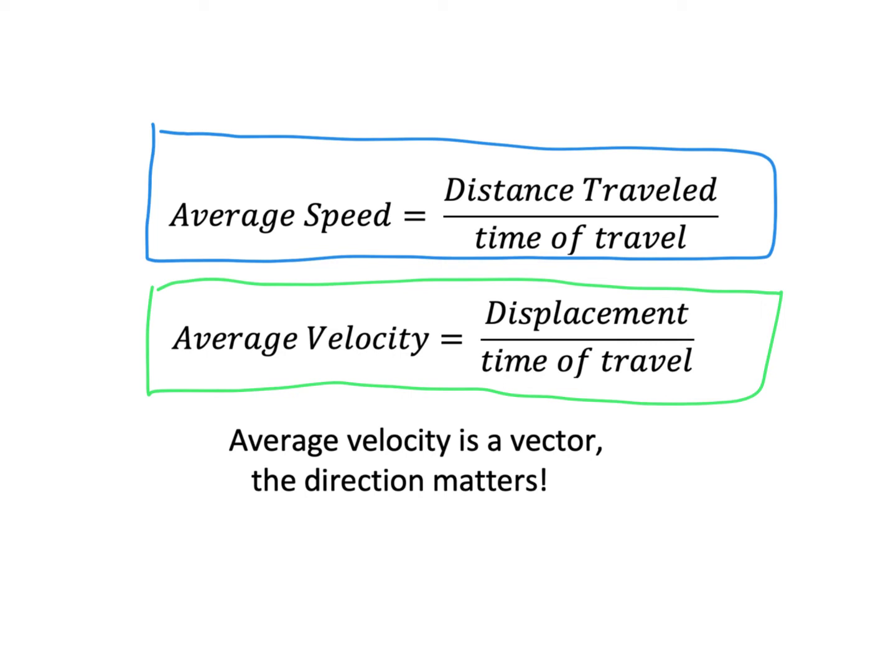Now, just note here that when we're talking about the average velocity, displacement is a vector. The direction matters. That means that average velocity is also a vector. In other words, with average velocity, the direction matters. But with average speed, distance is a scalar, time is a scalar, this whole thing is a scalar. That means average speed must be a scalar. The direction doesn't matter. So recapping, the important thing: average velocity is a vector, the direction matters. Average speed is a scalar, the direction does not matter.